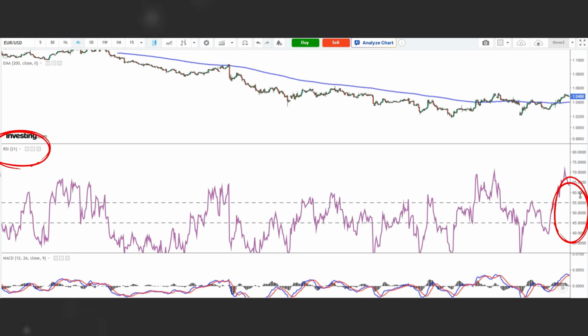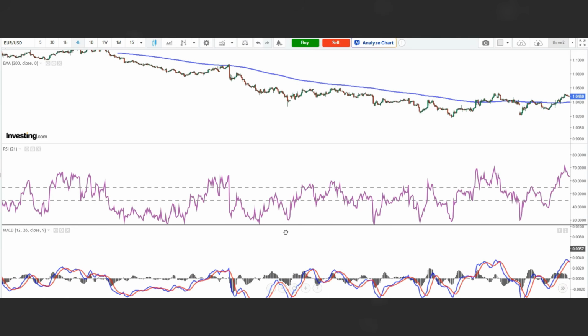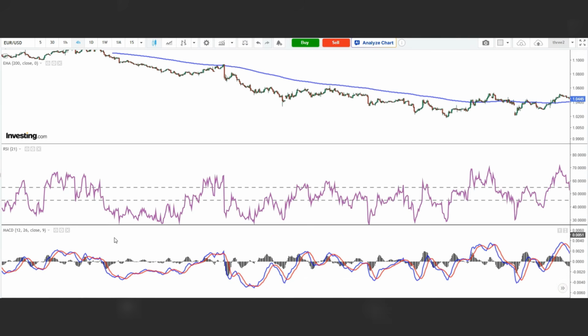MACD should also be slower. The classic 12-26-9 works well on higher time frames because it reacts gradually and helps you catch larger trend movements. Using a fast MACD like in scalping would create many fake crossovers and confuse your decisions. These slower settings give clarity and reduce mistakes when trading big moves.